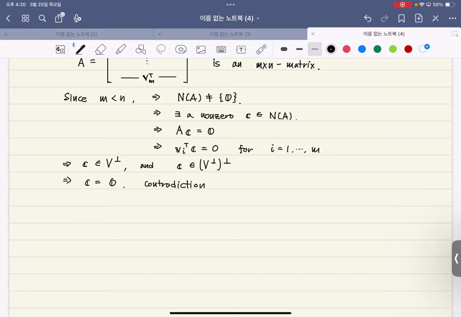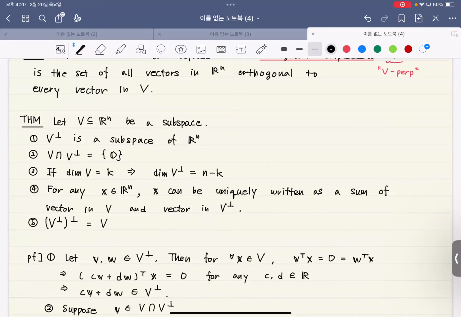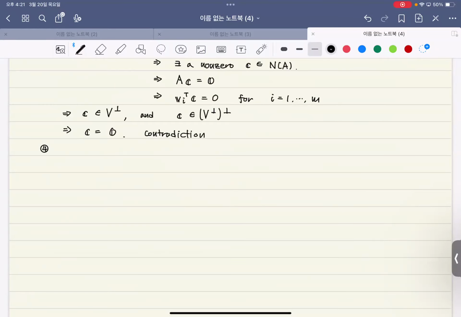Where was I? Okay, all right. And number 4. And what was number 4? Oh, every x can be uniquely written as a sum of a vector in V and a vector in V perp. Okay, this is clearly true, which is obvious, because v1 to vk and vk plus 1 to vn. Now I am safe to say the index ends at n, right? So these are assumed to be the basis of V, and these are the basis of V perp.